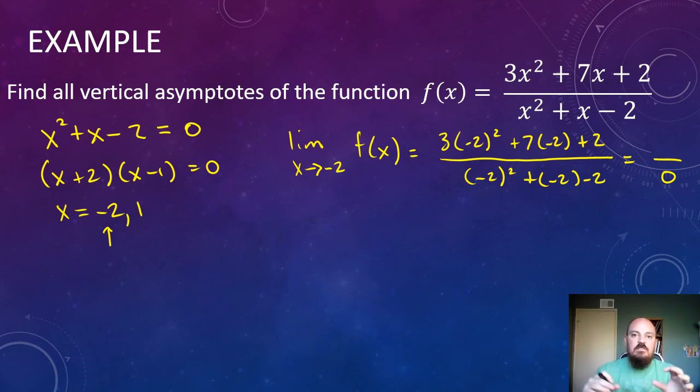So the idea here is, if I do the top and I get any number, any constant over 0, that tells me it's a vertical asymptote. But if I get 0 over 0, it's not. It's actually what we called a hole back in chapter 3, and it's not a vertical asymptote. So let's see what that top comes out to. We would have positive 4, we would have 12 minus 14 plus 2. This one comes out to a 0 over 0. So what that tells me is that negative 2 is not a vertical asymptote.